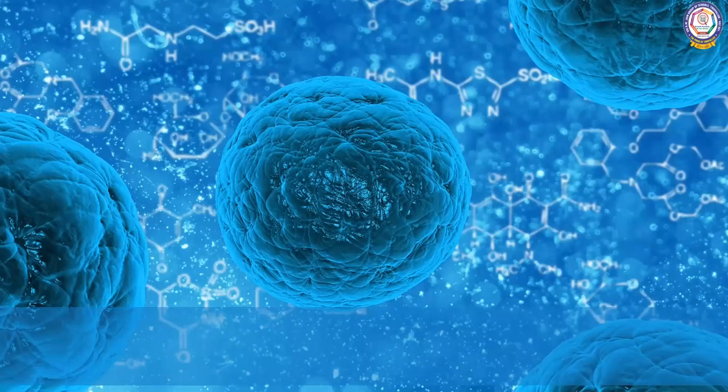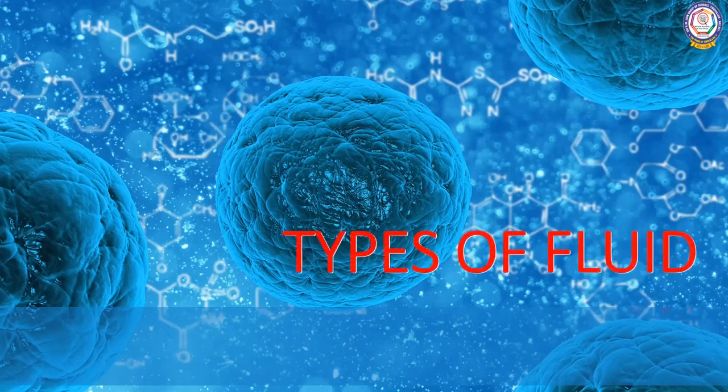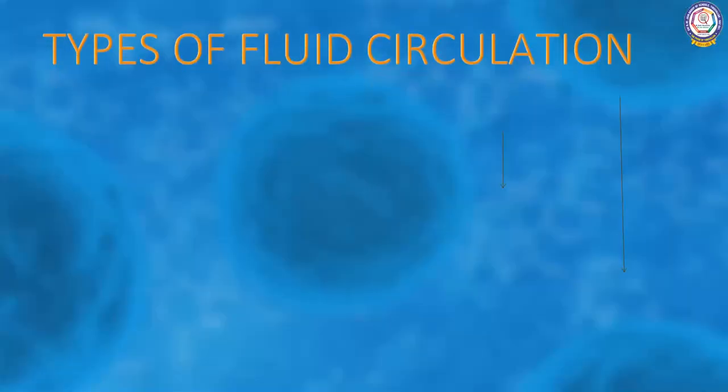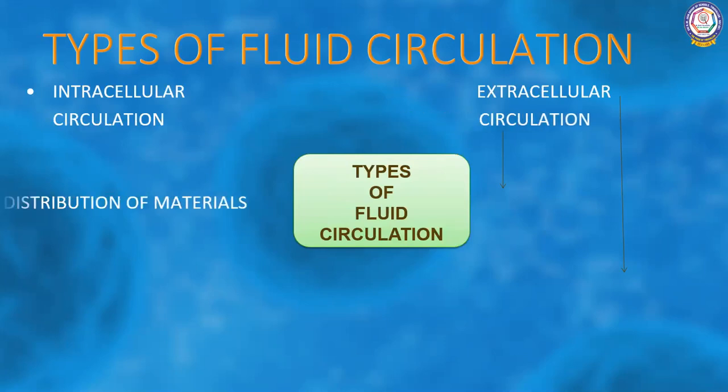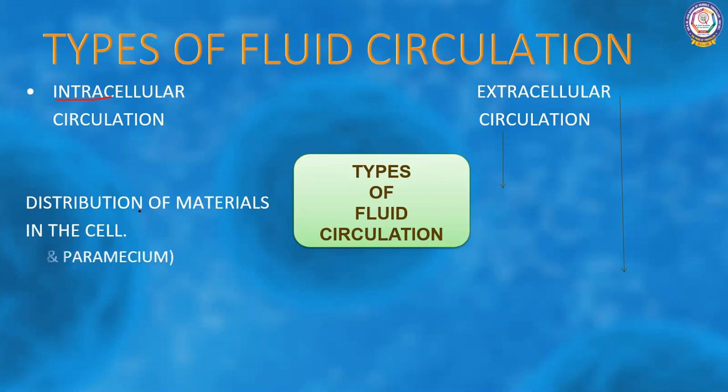Here we are going to talk about different types of fluids and how they circulate. So, types of fluid circulation. We categorize the various types of fluid circulation into two broader classifications: one extracellular, another intracellular circulation. In intracellular circulation, this happens inside the cell, intra, right? An example for this is amoeba and paramecium. So here the distribution of the materials takes place inside the cell.